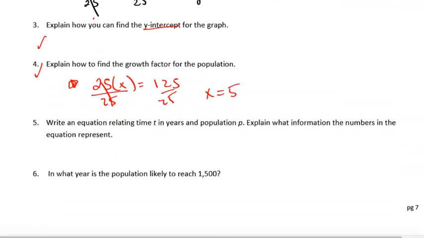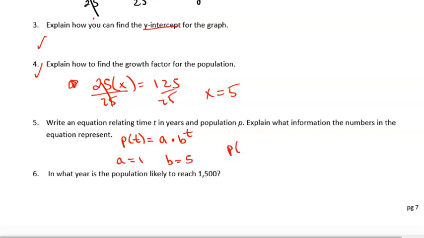All right? Write the equation relating time t in years and a population. So P of t is equal, right? t is always going to be independent. So I got P of t equals A times B to the t power. We identified A as being 1. We identified B as being 5. And that's all you need.